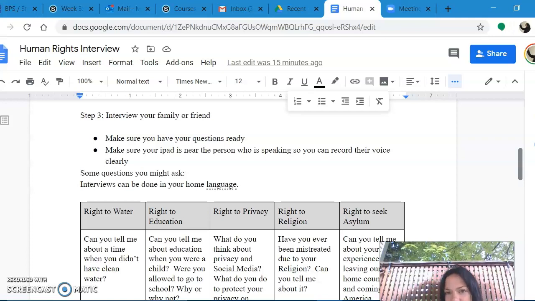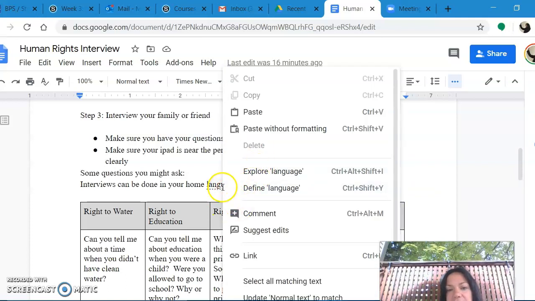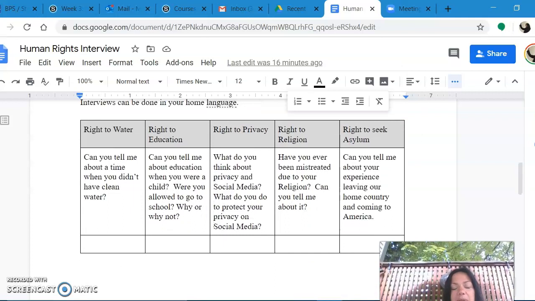So you would start by explaining what the human right is, and then you would ask them some questions. Here are some sample questions that you can ask your family members about these human rights. So, for example, if you chose the right to water, you might know that in your home country, your mother or your sister or yourself had to walk very far to go to a well to get clean water. You might want to ask them about that experience, what it was like when they were younger, what it was like when you were growing up.